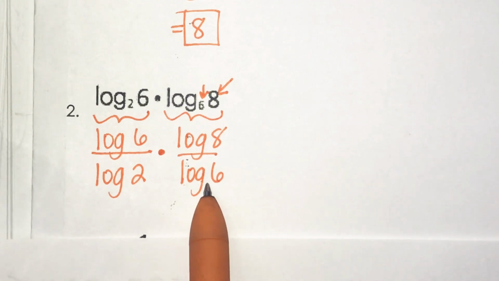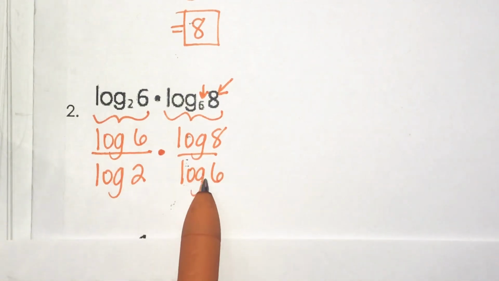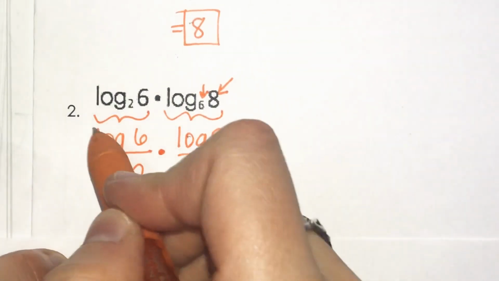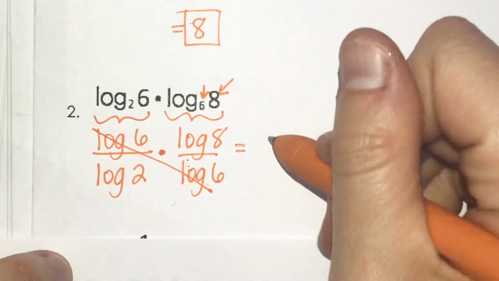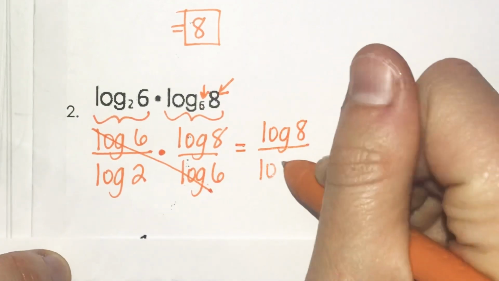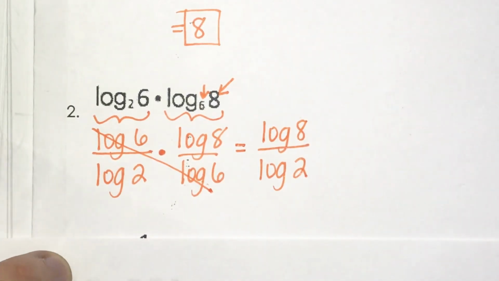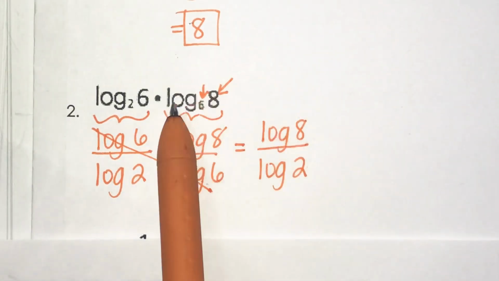But before I actually do that, I'm just gonna take a moment, I'm gonna go, oh my gosh, look, I've got log of 6, log of 6. Because one's on top and one's at the bottom, they're essentially going to cancel. So I'm just left with log of 8 over log of 2.